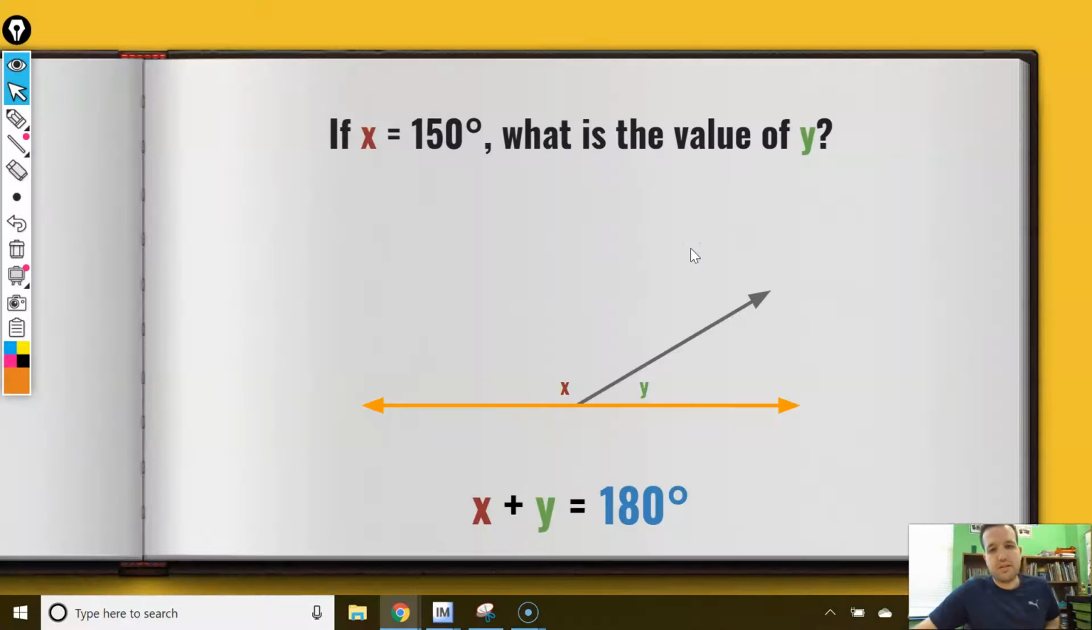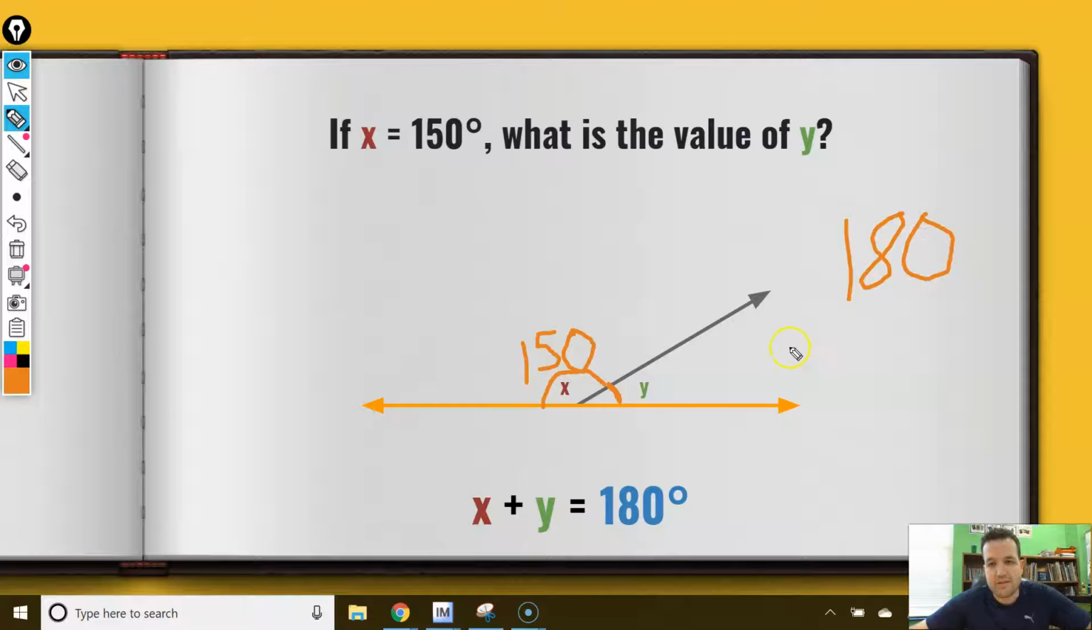Let's do some supplementary angles together now. So if I told you that angle x equals 150 degrees in this example, you could calculate the value of angle y, because 150 is this angle. Angle y is just a little bit more turn. So I could take 150 plus y equals 180, and I could actually do the subtraction. Instead of doing 90 minus whatever it is, I'm doing 180 minus whatever it is, because angle y has got to be 30 degrees then.